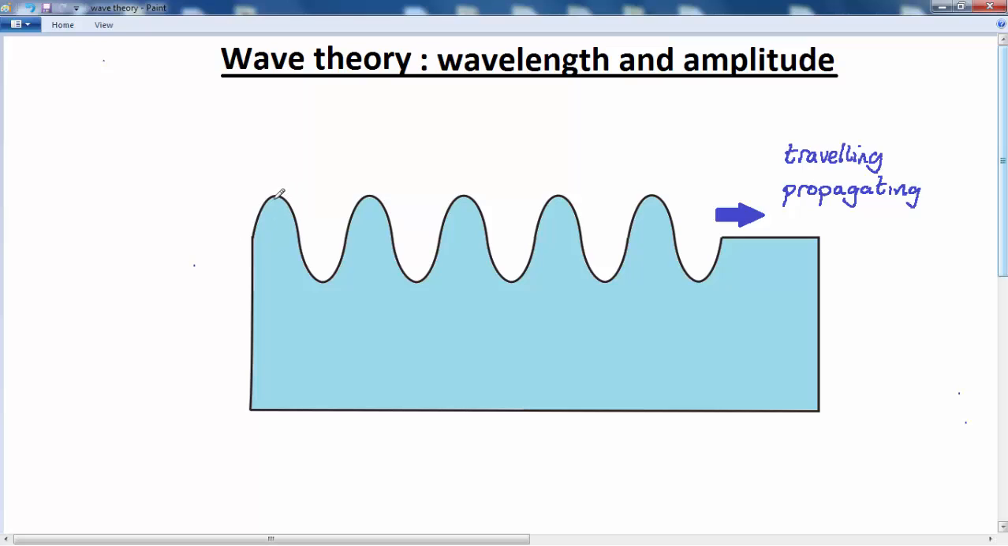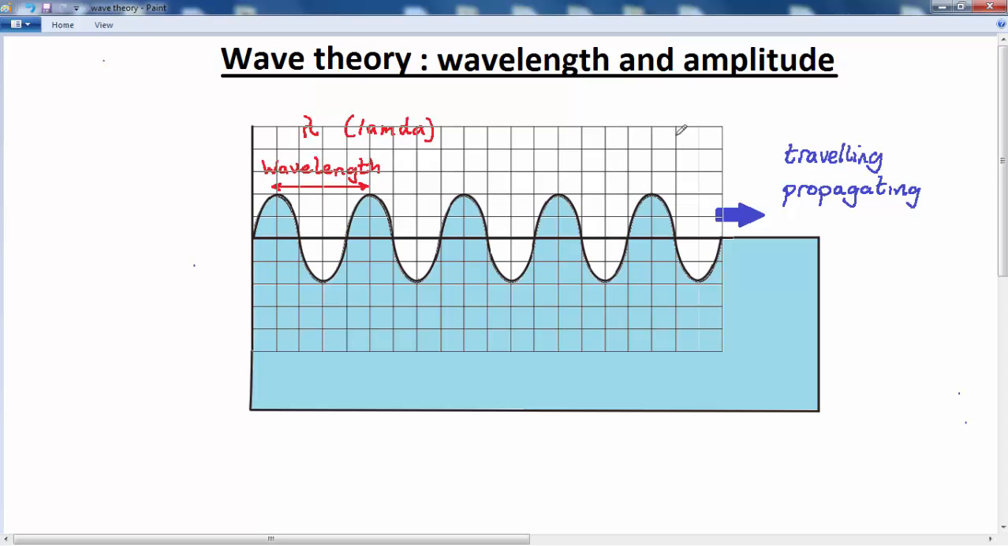First of all, the distance from one peak to an adjacent peak is called the wavelength, and it's also exactly the same as the distance from one trough to an adjacent trough, and that is given the Greek symbol lambda, pronounced like that, lambda.